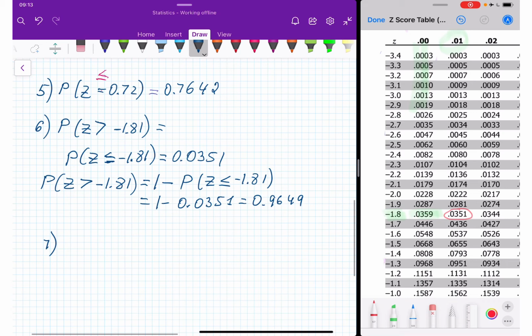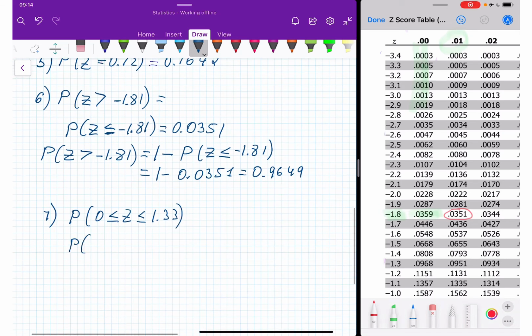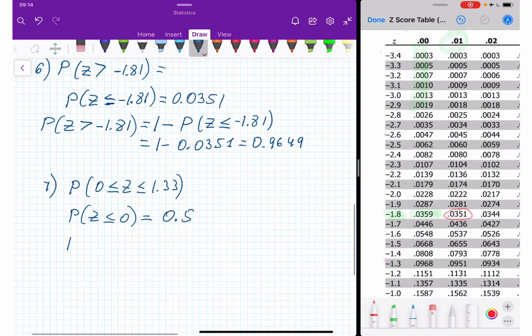So we need to find between z-score equals 0 and z-score equal 1.33. We know how to put, right? Z-score equals 0 and z-score equal 1.33. There we go. So first we need to find probability for z-score less equal 0, which I don't look in the table, and that is equal 0.5, right? And probability for z-score less equal 1.33.